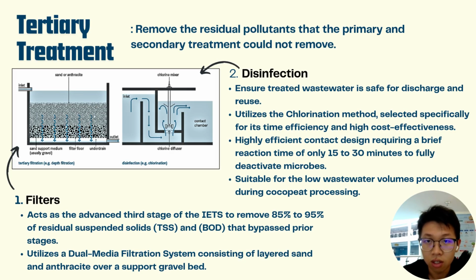Next, the disinfection tank is used as the final safety step to remove or inactivate harmful microorganisms before the treated water is discharged or reused. Chlorination is selected because it is simple, cost-effective, and suitable for the relatively low wastewater volume from cocoa peat production. It also provides residual protection, meaning the water remains disinfected for a certain period after treatment.